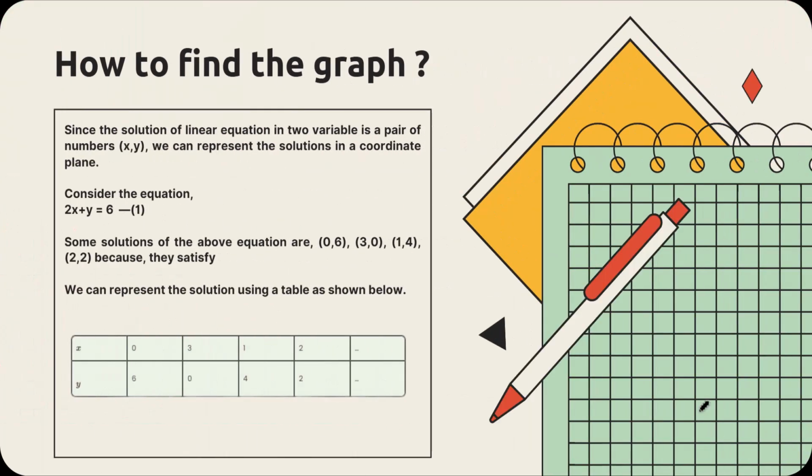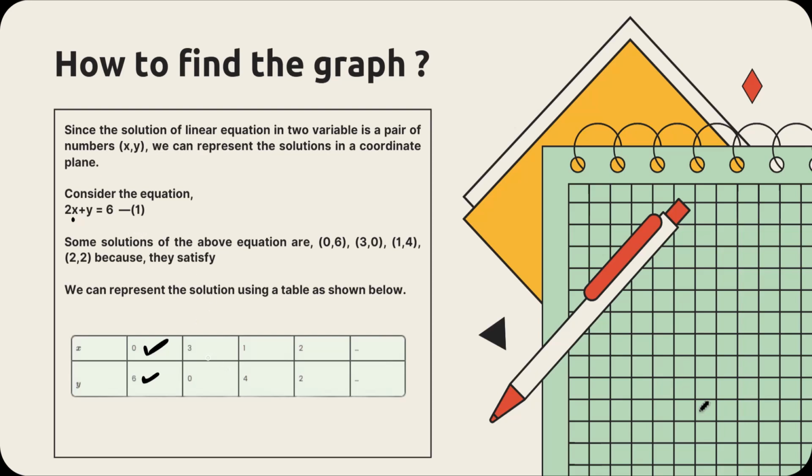Let's take an example. Since the solution of a linear equation in two variables is a pair of numbers x, y, we can represent the solution in a coordinate plane. Consider the equation 2x plus y is equal to 6. If I put x as 0, what is my y? 2 into 0 is 0, so y is equal to 6, right? Next, if I put x as 3, y will become 0, right?